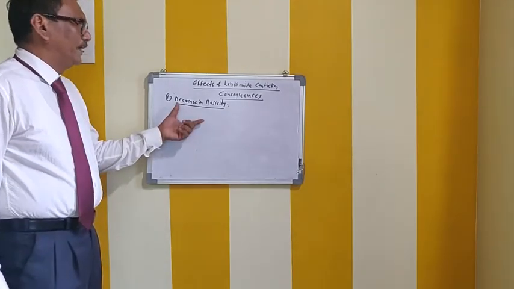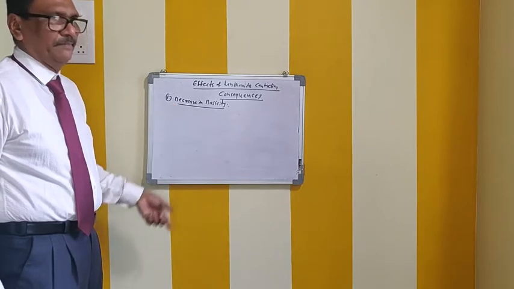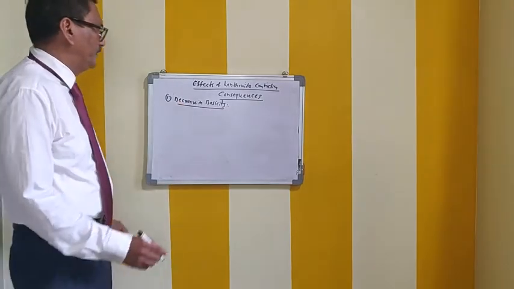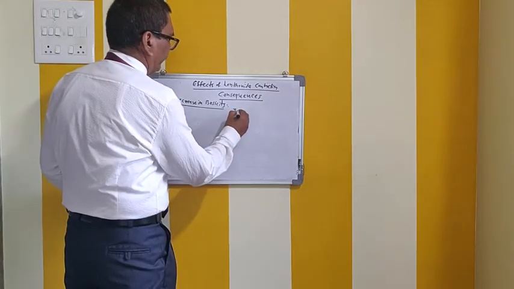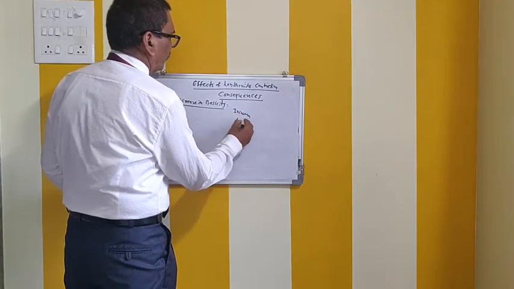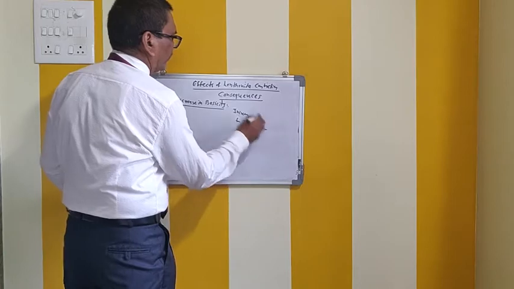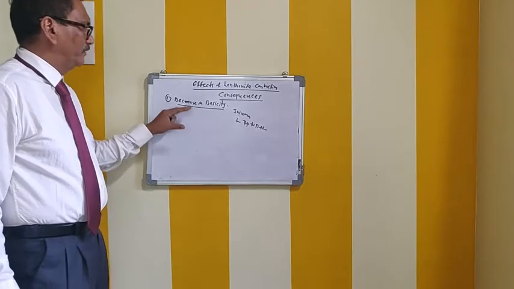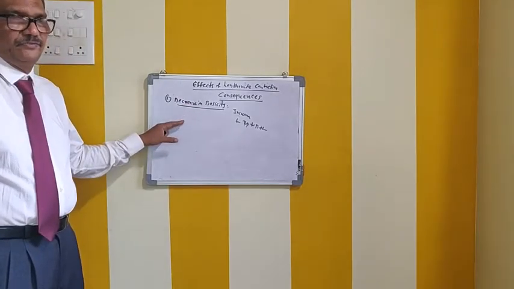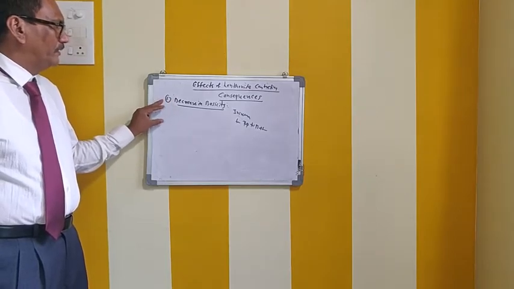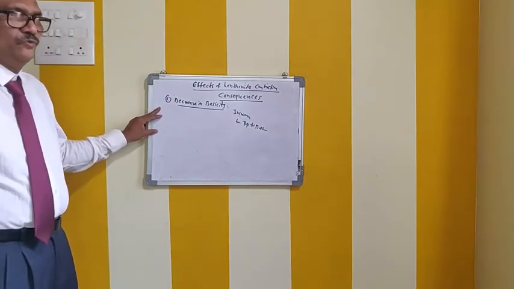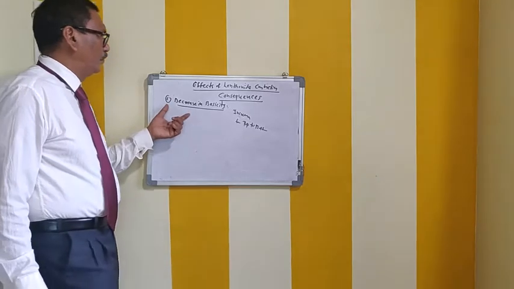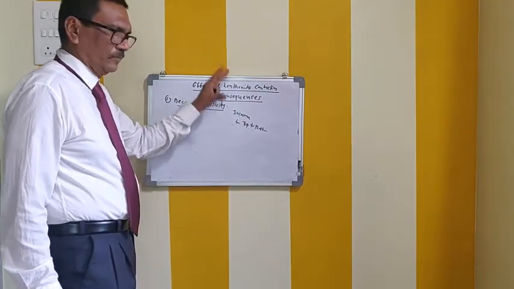Now generally, if you take any group of the periodic table, what is the nature of the basic property? The basicity generally increases from top to bottom in the periodic table. What is meant by basicity? Basicity is the measure of the ease of the ability of an atom or ion to lose an electron. That is called basicity. So in any group, the basicity increases from top to bottom.